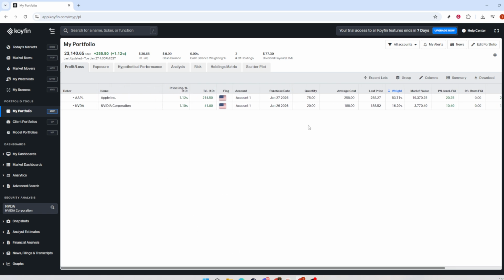Pay attention to realized versus unrealized P&L, and verify that cost basis and currency settings reflect how you track performance. If you use a benchmark, check the comparison to understand relative results.